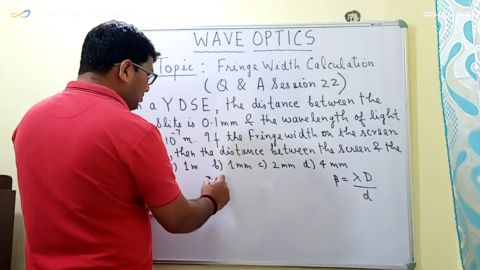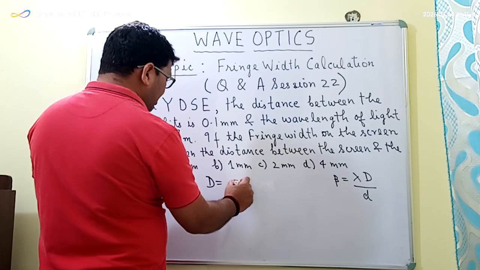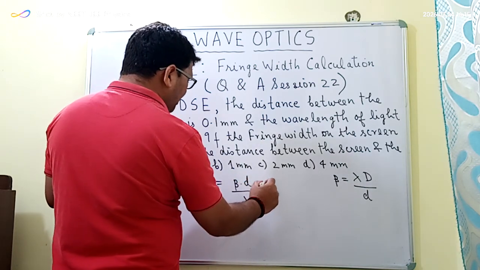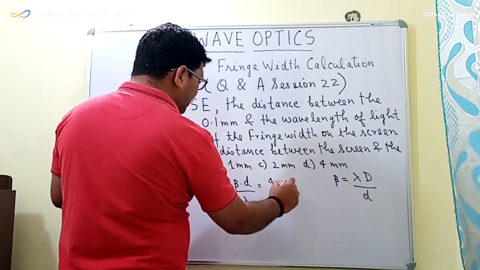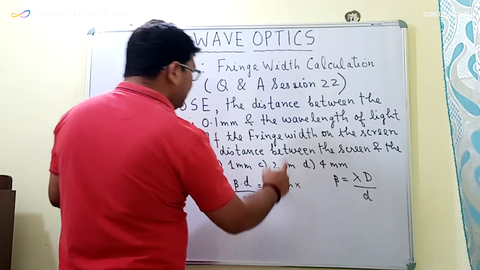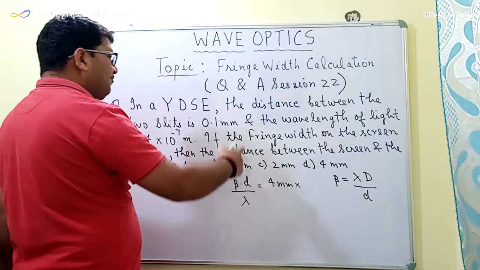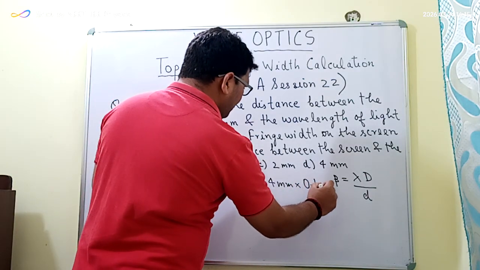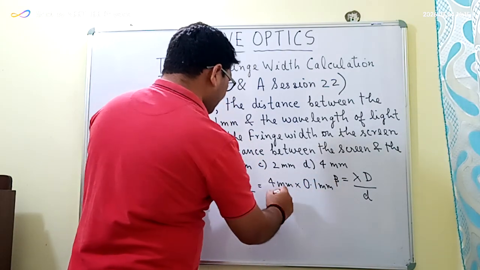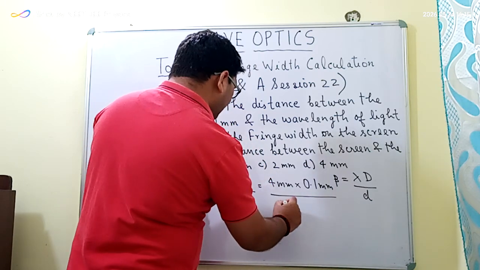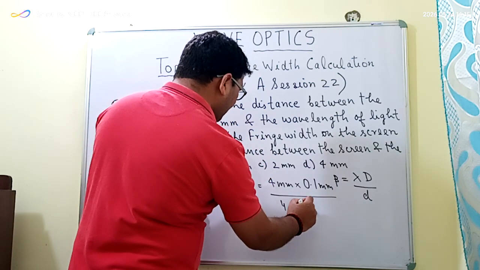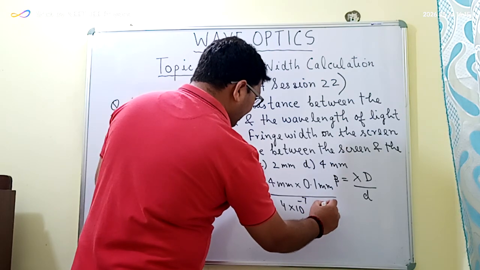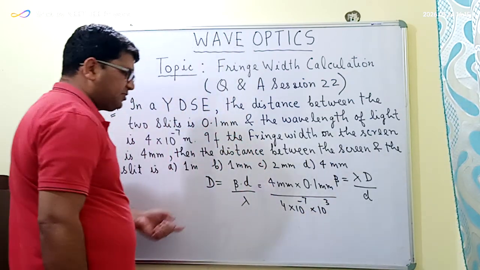So D is equal to beta into small d divided by lambda. Now beta is equal to 4 mm in this question. Small d is the distance between the two slits, which is equal to 0.1 mm, divided by lambda. Now lambda is equal to 4 into 10 to the power minus 7 meters. So if I convert this into mm, this will be equal to 4 into 10 to the power minus 4 mm.